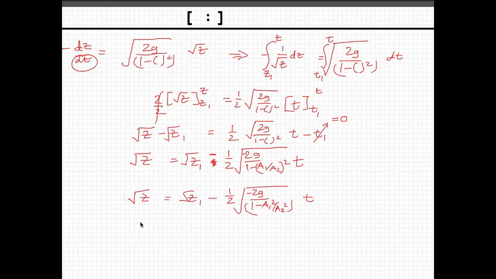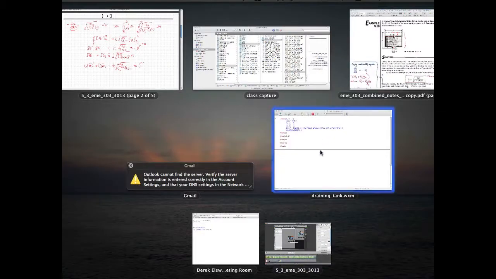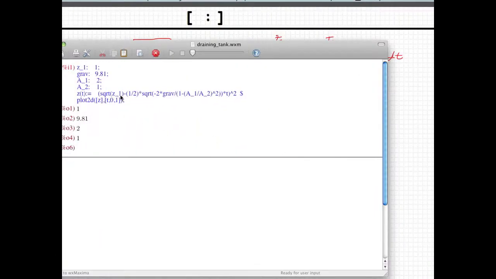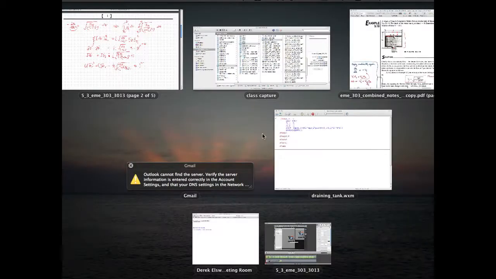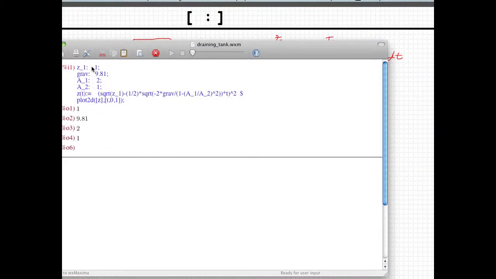And so if you want to get the actual value of z, you have to square the whole thing. So if we square this, this is equal to this squared as well. So hopefully that should be the expression that we have. So this is the square root of the initial elevation, a half times the square root of 2 times gravity over 1 minus the ratios of the areas, and then the whole expression times time, and then the whole expression squared. So if you run it for some values, so the elevation of 1 meter, an area of the upper tank of 2 meters, an area of the bottom orifice of 1 meter, then you end up with some result.